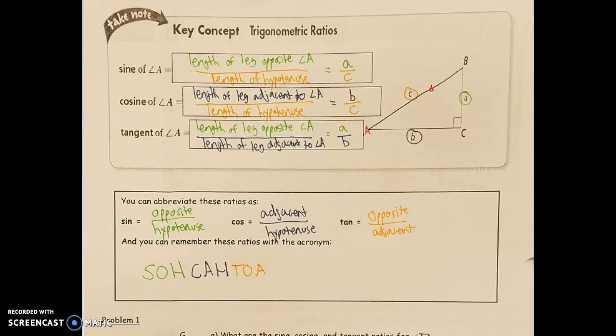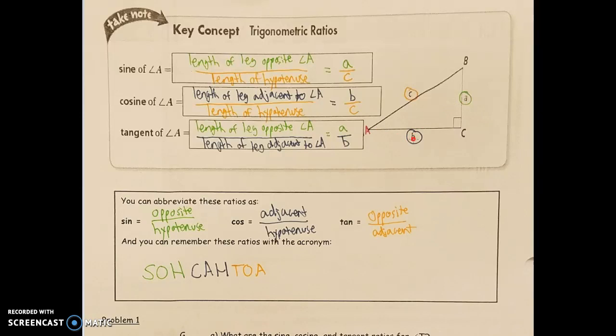If I want the cosine of angle A, still starting from this angle, I take the length of the leg adjacent to A, so that would be this leg, B, and I divide that also by the hypotenuse. So cosine would be adjacent over the hypotenuse. For tangent, our third function, I'm going to take that opposite first again, so the length of the leg opposite, which is A, and then instead of the hypotenuse, I'm going to take that over the leg adjacent to A, which is side B. So tangent would be A over B in that situation.